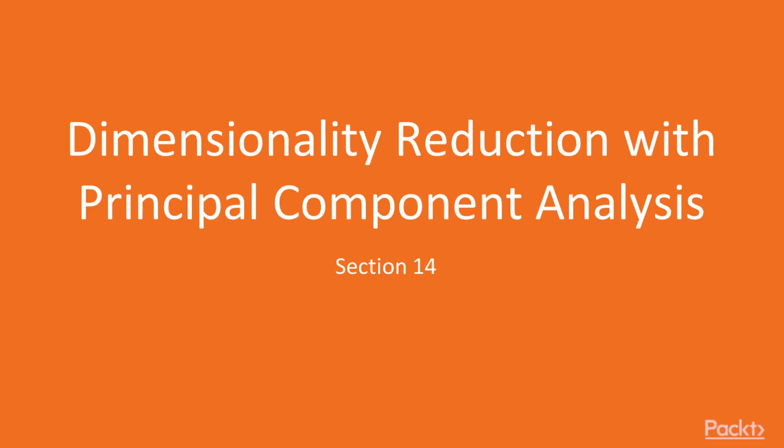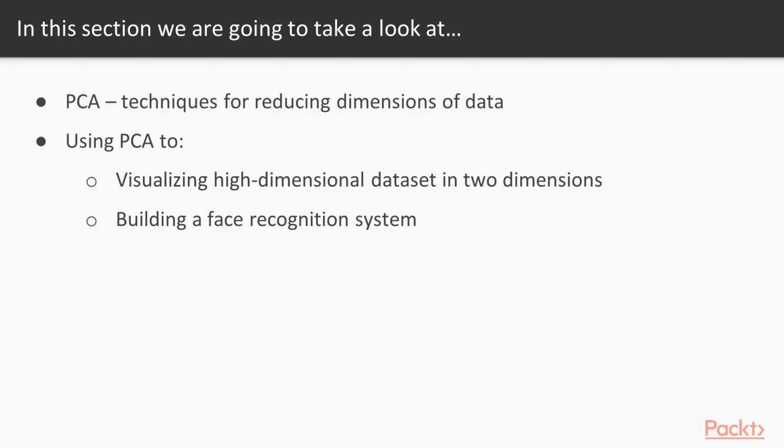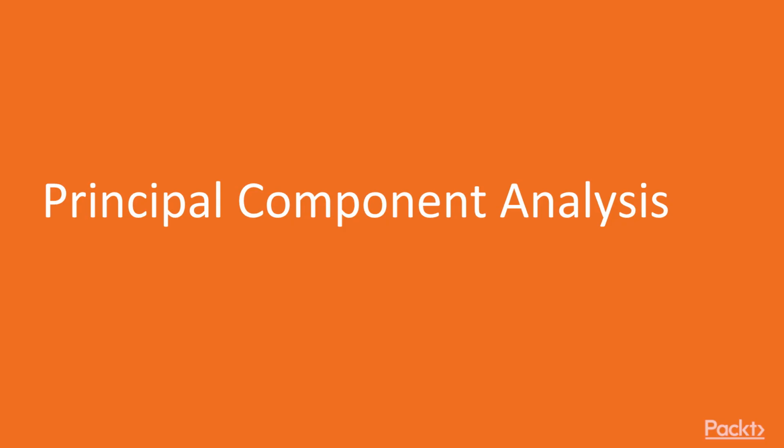Hello, let's start with the next section, dimensionality reduction with principal component analysis. In this section, we'll discuss a technique for reducing the dimensions of data called principal component analysis, PCA. We'll use PCA to visualize a high-dimensional dataset in 2 dimensions and to build a face recognition system. Now we move on to the first video of this section that deals with principal component analysis.